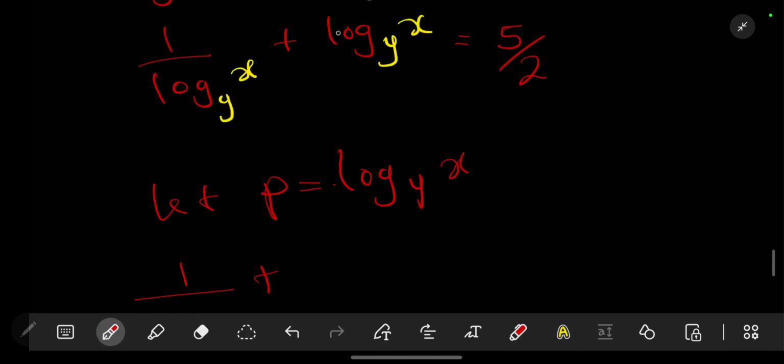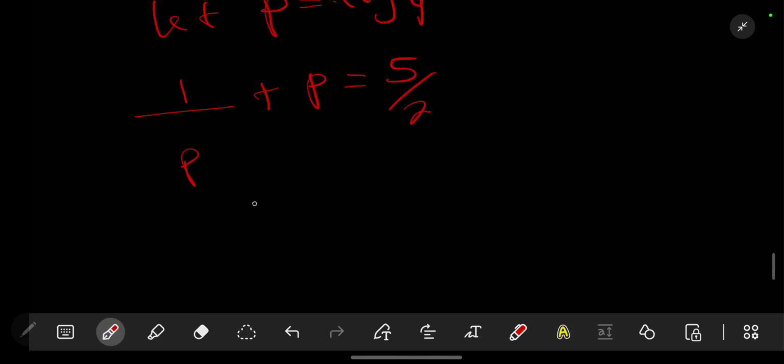Then we have plus, even here we have p, should be equal to 5 over 2. So the common denominator here is p. Then p divided by p is 1 times 1, that's 1, plus we have p divided by 1 is p times p, that's p squared. P squared should be equal to 5 over 2.